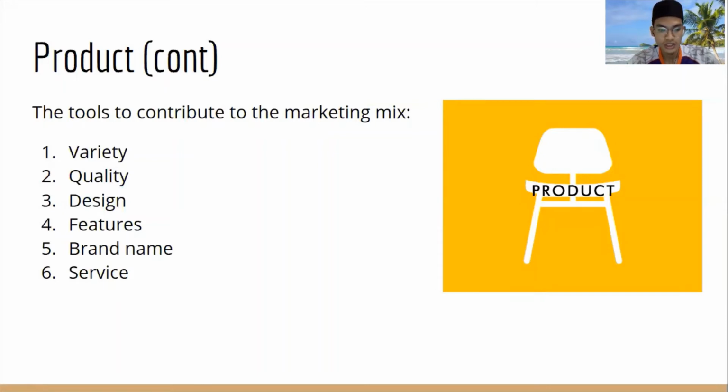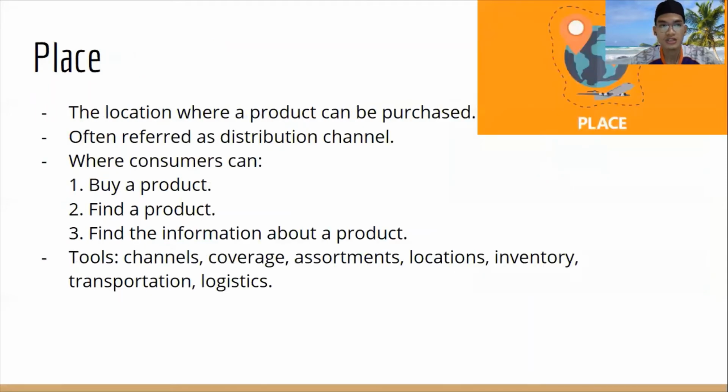And the last one is services. A service is the production of an essentially intangible benefit, either in its own right or as a significant element of a tangible product, which through some form of exchange satisfies a specified and identified need. So next slide is place.